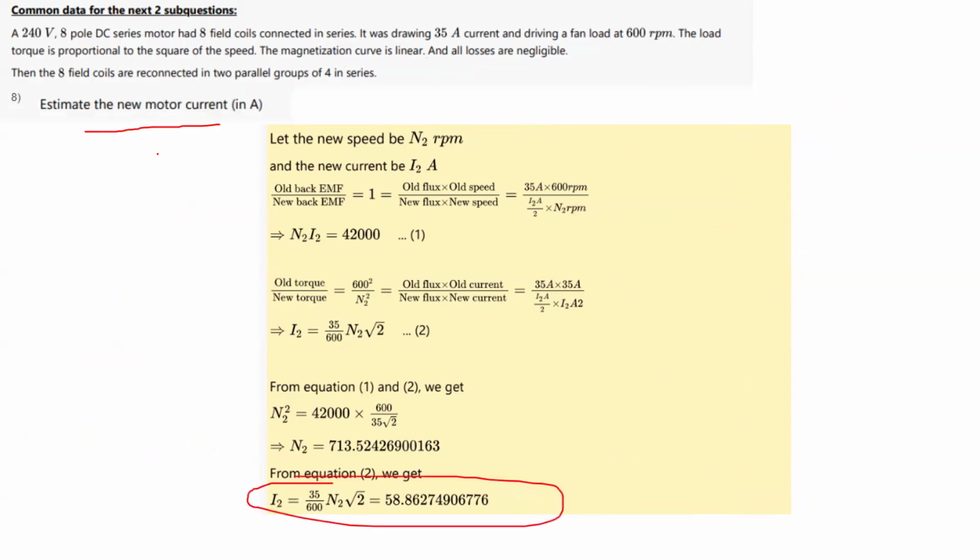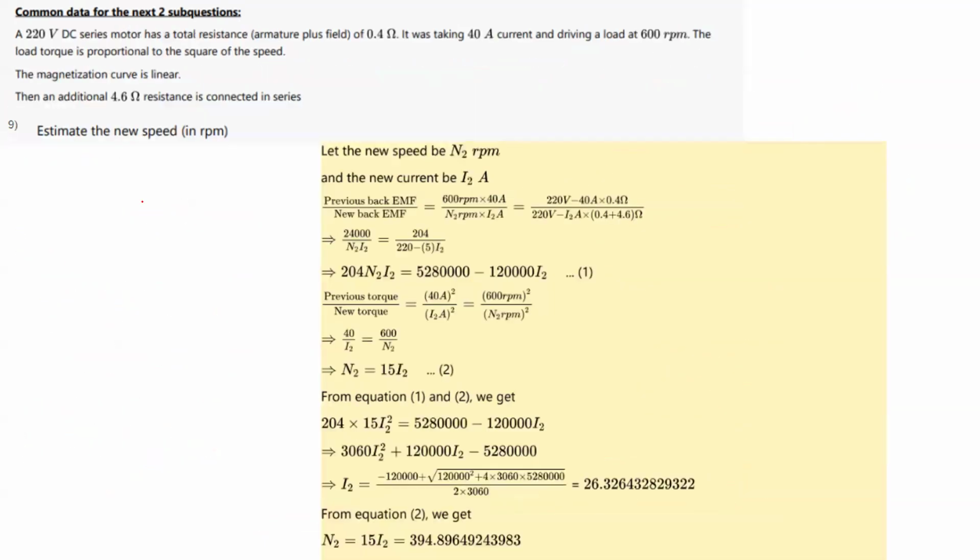Now here they are saying that this is a 220 volt DC series motor which has a total resistance, armature plus field, of 0.4 ohm. So it is like this. Okay, so here this is a series motor.